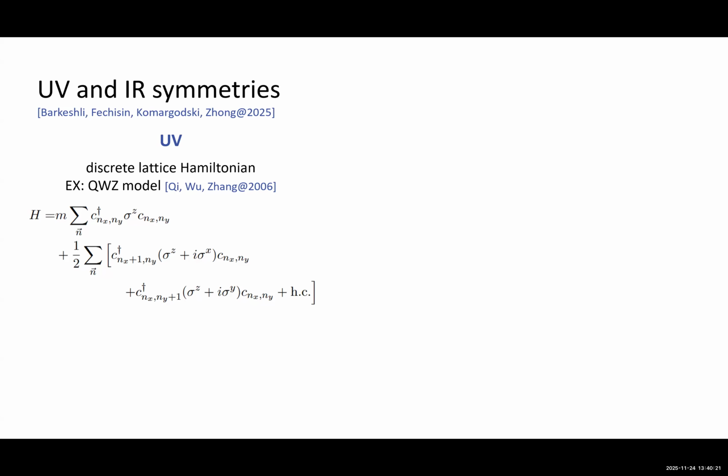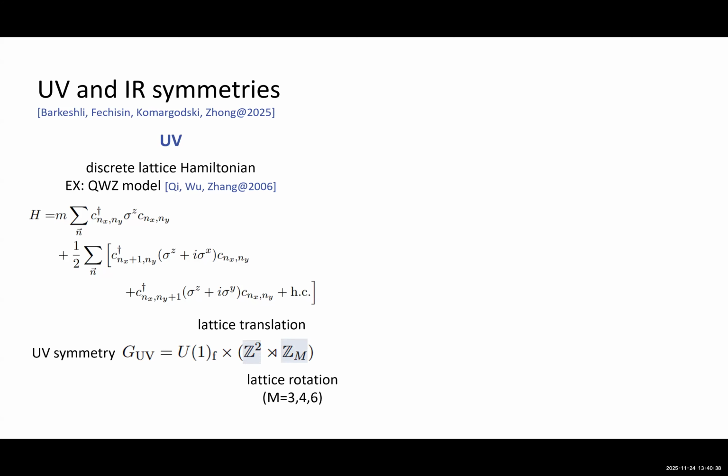So if you look at this UV model of your lattice, you would realize the global symmetries are such that, first, there is a global symmetry that is U(1). And for the spatial symmetry, you actually get a discrete lattice translation that is Z times Z, and also a lattice rotation, which is order M, that depends on the shape of your lattice. For example, M equals 4 for a square lattice, and equals 3 and 6 for other types.